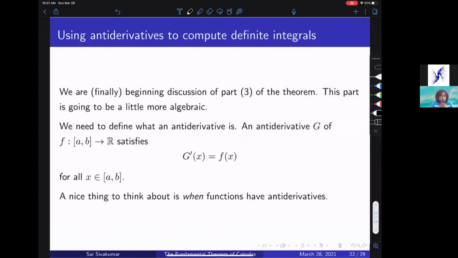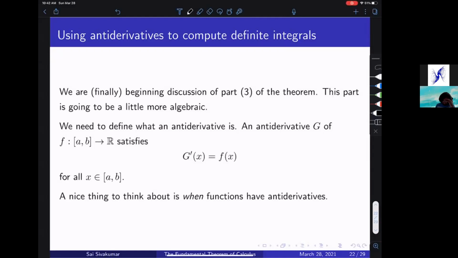Okay, so let's remember what part 3 said. Part 3 said that if capital G is an antiderivative of f, then we can use the antiderivative to evaluate the integral. And so here we're actually going to say what an antiderivative is. An antiderivative is just something that, when differentiated, spits out what you want, lowercase f at x. And so we want this to be true on this interval.